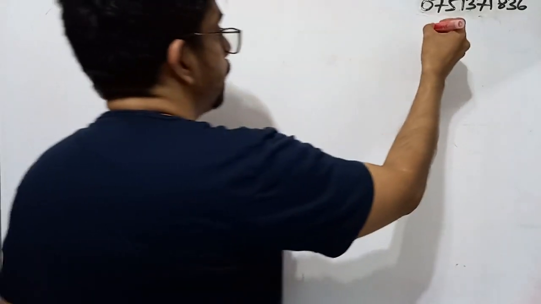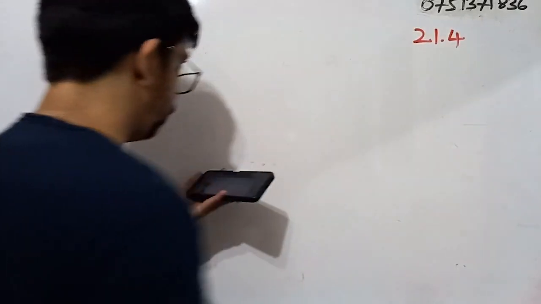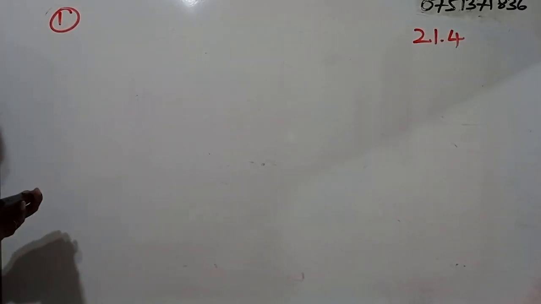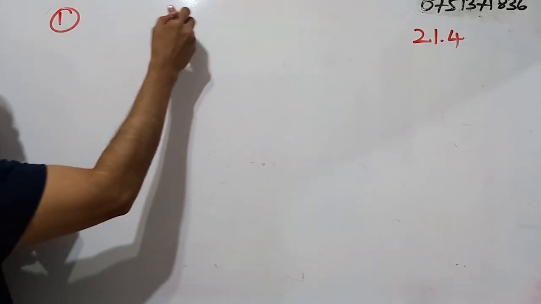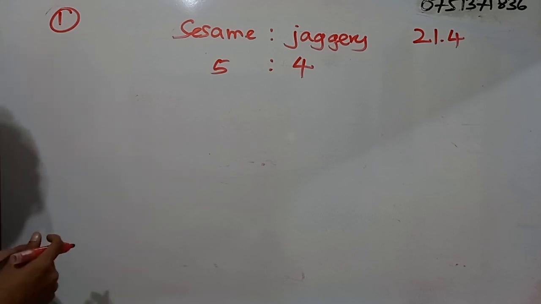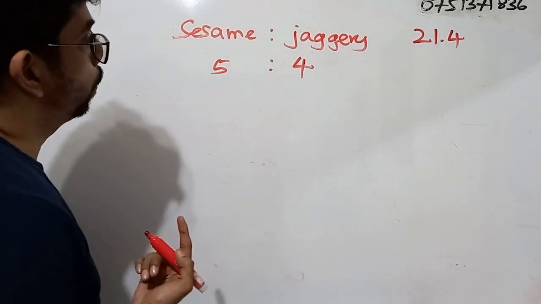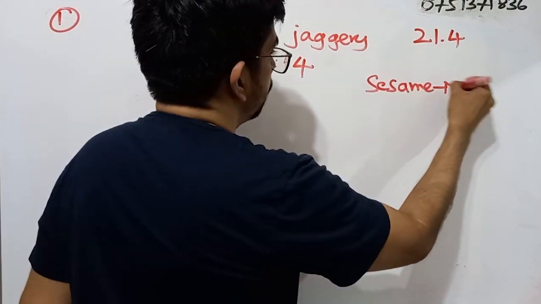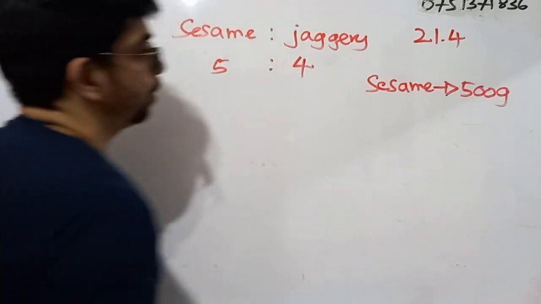Okay, exercise 21.4, under that question number 1. Sesame balls are made by mixing sesame and jaggery in the ratio 5 to 4. So we will write that. How much jaggery is required to make sesame balls if 500 grams of sesame is used? We know the amount of sesame that has been used, which is 500 grams.